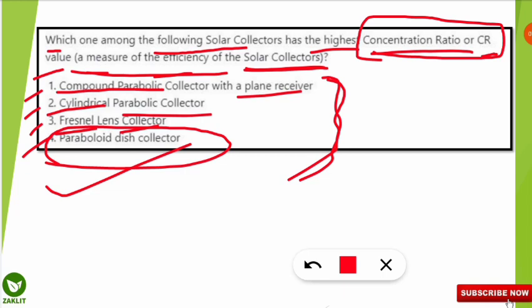In some other video we will discuss how to calculate the concentration ratio and which has the least and which has the more. But in this question you should only remember that the paraboloid disc collector has the highest efficiency because it has the highest concentration ratio.